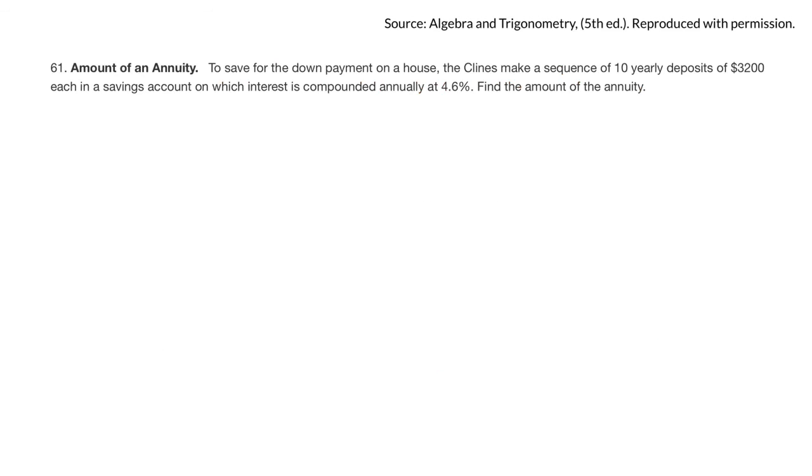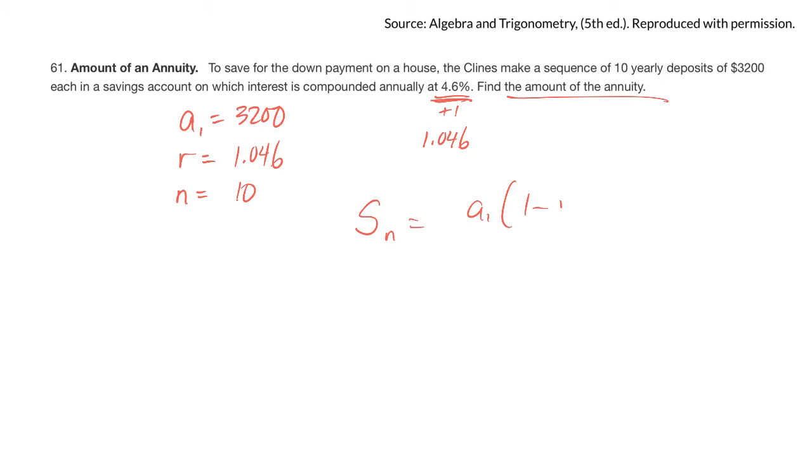Okay, I think I have one more question. It's an annuity question. This one, first term, they're putting in $3,200. The ratio, because it's going up, is this percentage plus 1. So it'll be 1.046. That'll be your ratio. And then they want to know, you make a sequence of 10 yearly deposits, so n is 10. And they want to know what the sum of the thing is. So you'd use the sum formula, where you know what a is, you know what r is, and n. Plug numbers in, comes up with your answer.